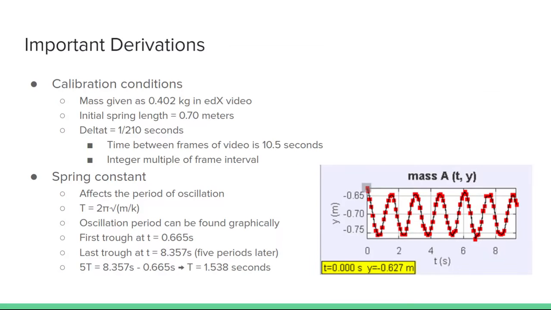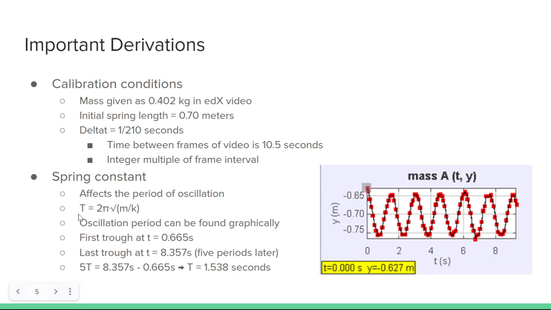Now, with this information, there are important values we can derive to plug into our GlowScript to create an accurate computational model. So since the mass was given as 0.402 kilograms, and we know that the initial spring length, or its current stretched length, was 0.7 meters, we can make important calculations, as you can see, based off the period of the spring itself. But first, we need to establish a delta t, which is 1 over 210 seconds, because that is an integer multiple of the time between frames of the video.